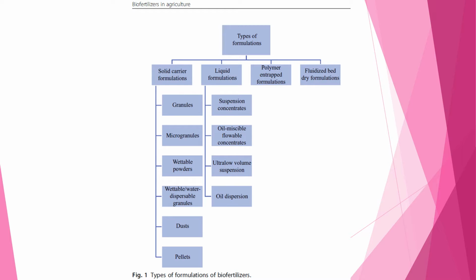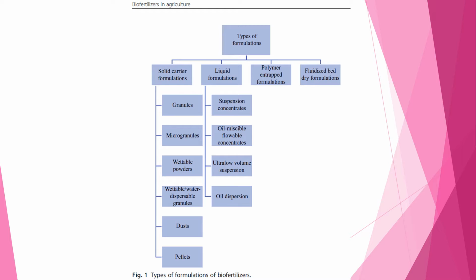Or if it is smaller, it can be micro granules less than 1 mm. It can be wettable powders, meaning that it is in a powder form, but it can easily get wet. Wettable, water dispersible. When put into the water, it can directly disperse easily. It's called wettable or water dispersible granules. Powder is more fine. Granule is like a pellet. Dust form or pellet form.